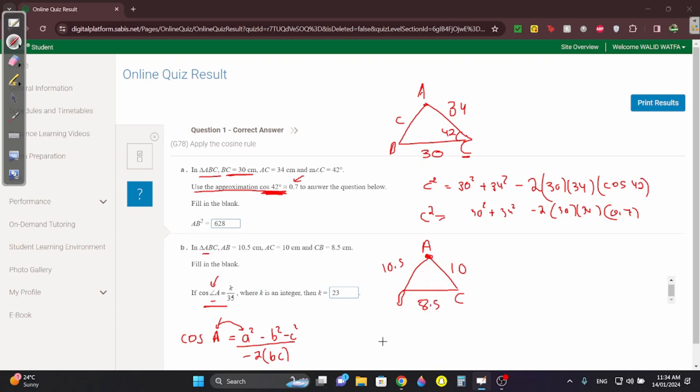So A squared is 8.5 squared, the side opposite to angle A, minus the other two ones squared, so 10.5 squared minus 10 squared. It doesn't matter what order you put these two, by the way. Over negative 2 times the other two ones, 10.5 and 10. After you do this, you're going to get on your calculator cosine A equals 23 over 35.